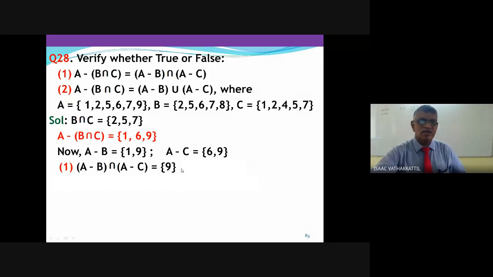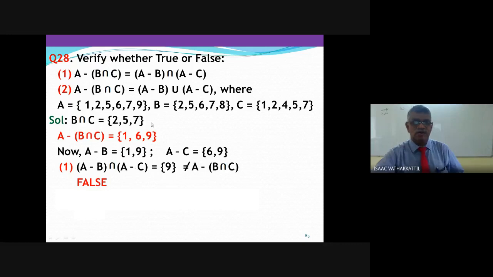Now let us go for (A minus B) union (A minus C). So (A minus B) intersection (A minus C) is not equal to A minus (B intersection C), because A minus (B intersection C) is 1, 6, 9. So the first statement is false. The statement given, A minus (B intersection C) equal to the intersection, is not true.